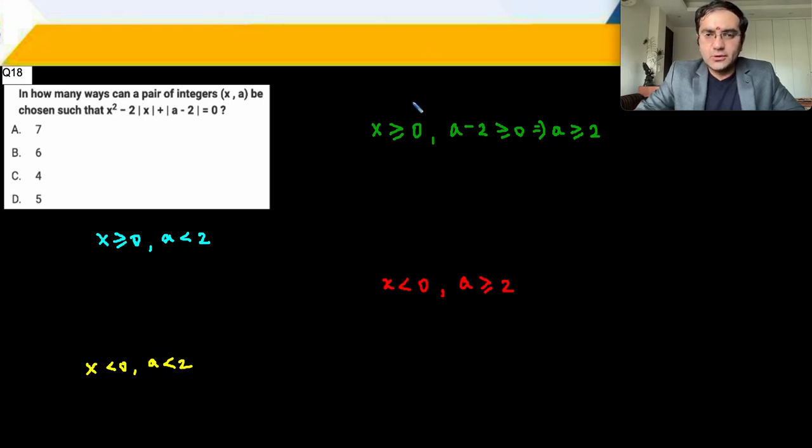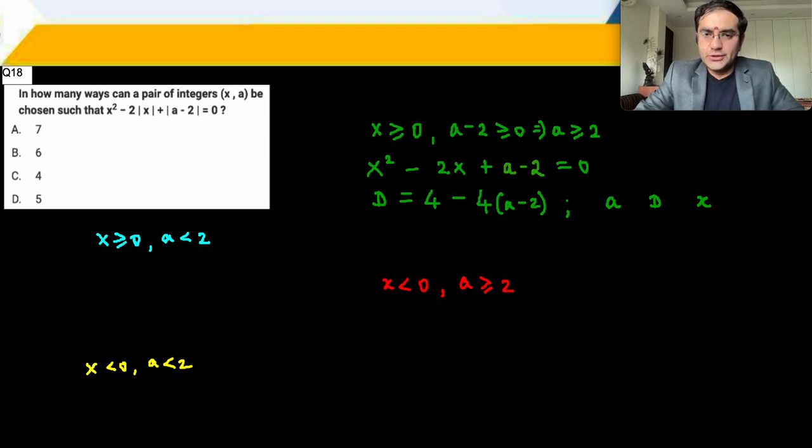So let us write out our equation for these definitions. If x is greater than or equal to 0, then mod x becomes x, and if a minus 2 is also greater than or equal to 0, then mod a minus 2 basically becomes a minus 2. Okay? And we want to now calculate the discriminant quickly. Discriminant becomes b square minus 4 into a1 into c, that's a minus 2. And I will be focusing on values of a and then discriminant and then x.